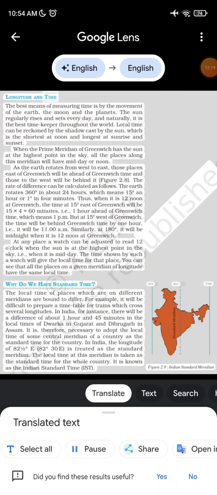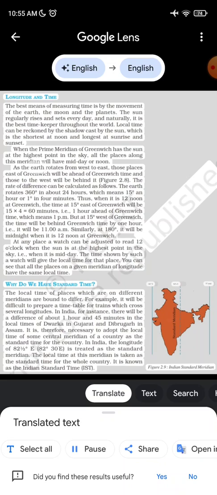Longitude and time. The best means of measuring time is by the movement of the Earth, the Moon and the planets. The sun regularly rises and sets every day, and naturally it is the best timekeeper throughout the world. Local time can be reckoned by the shadow cast by the sun, which is the shortest at noon and longest at sunrise and sunset. When the prime meridian of Greenwich has the sun at the highest point in the sky, all the places along this meridian will have midday or noon.